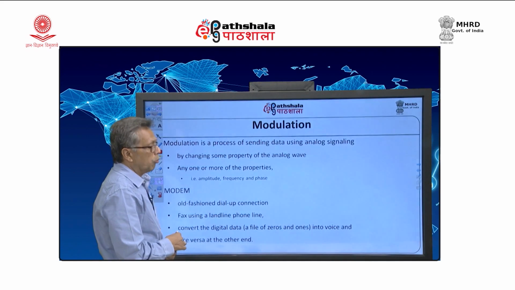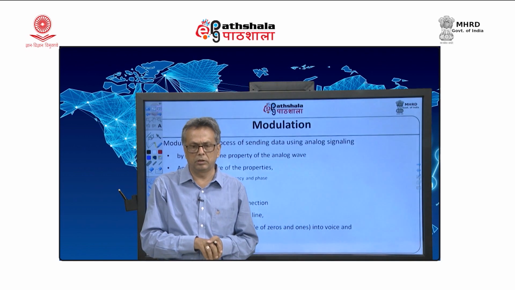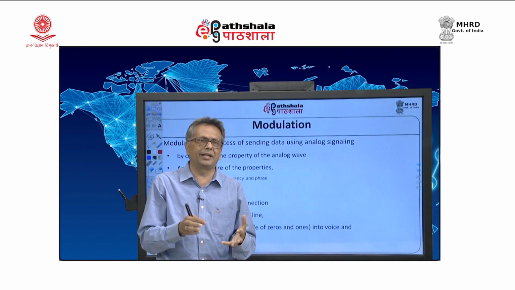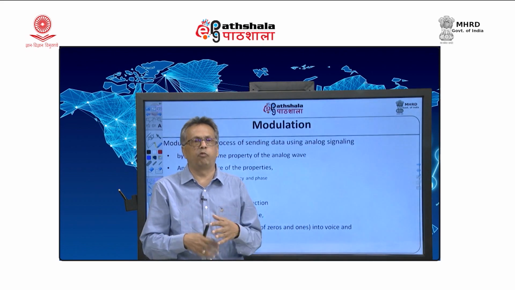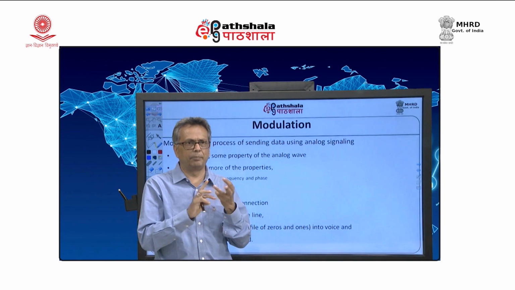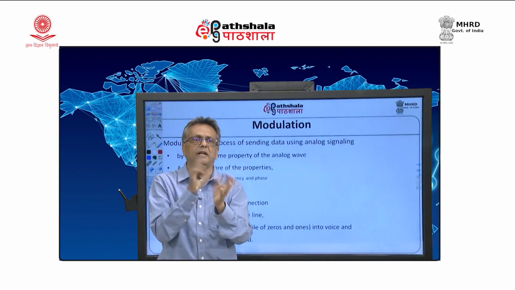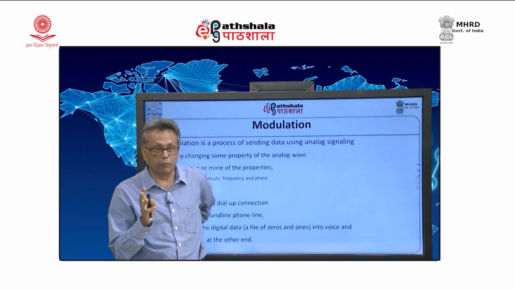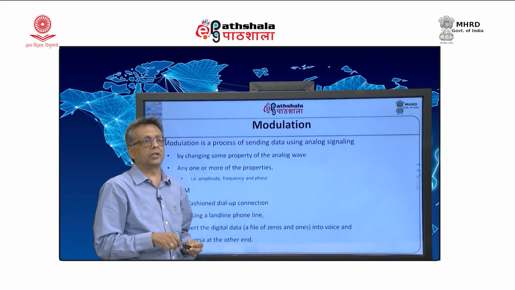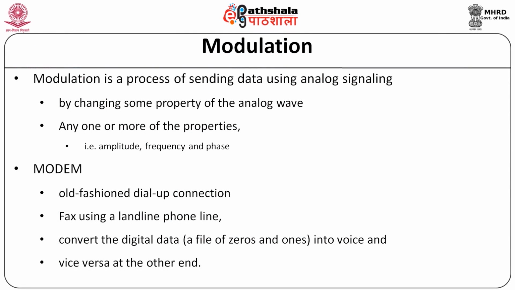Now, what are you supposed to do? If you want to use an analog signal for data transmission, you need to make sure that your zeros and ones are represented in some form. Every wave has three properties: amplitude, frequency and phase. You need to change them to make sure the other party understands that you have switched from 0 to 1 or from 1 to 0. That process is known as modulation, and we will soon see how it is done. Some property of the analog wave: frequency, amplitude and phase.